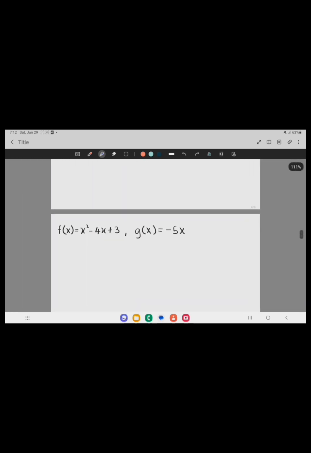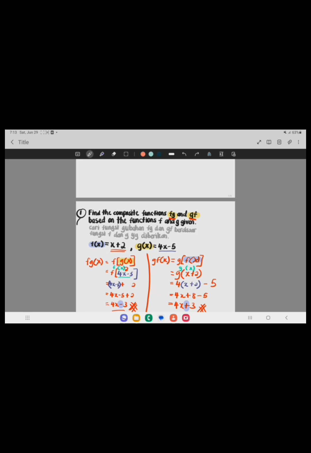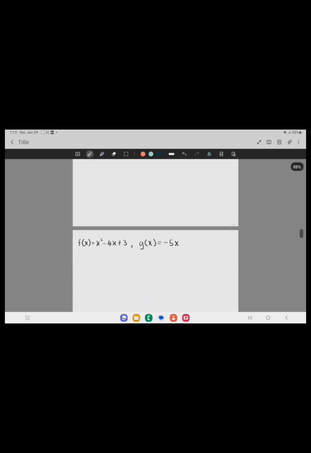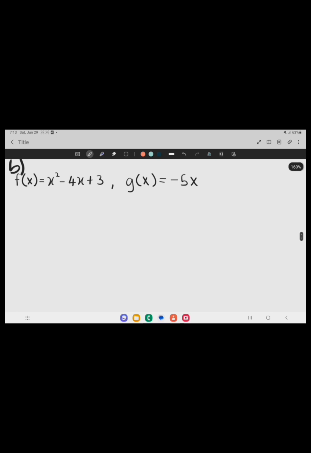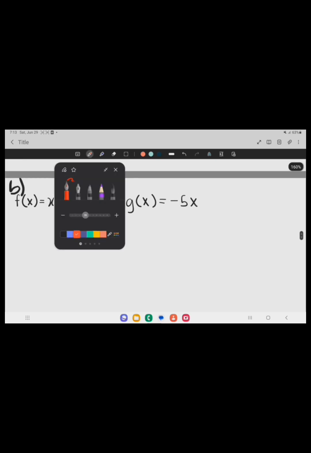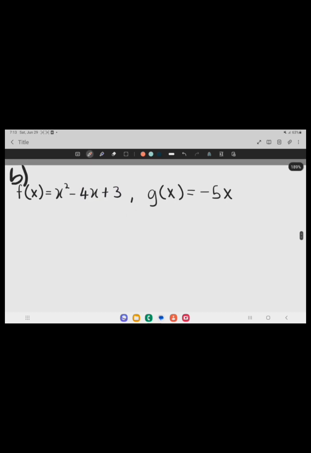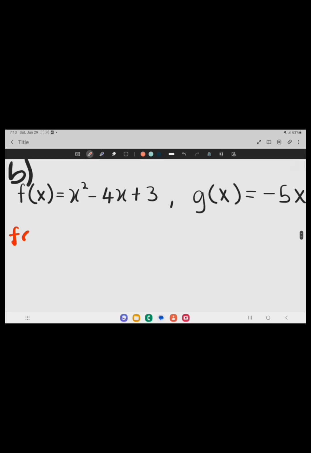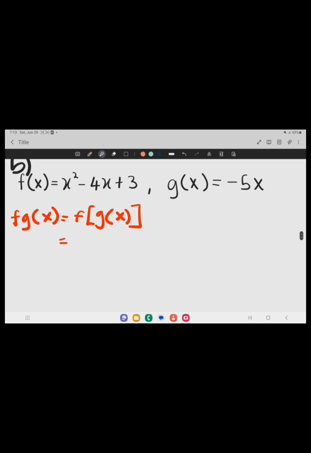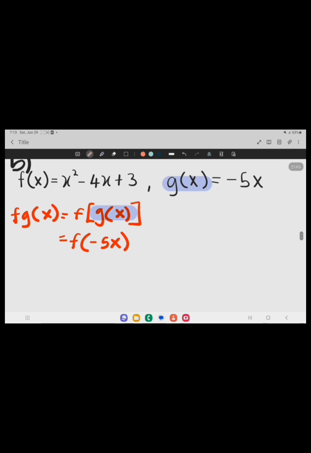Okay, so let's see another question. Actually, this is question A. This is question B. So the same thing we are going to do. We are going to find gf(x) and also fg(x). So first, let's find fg(x). The first step, we must split them, right? So how to split? Just put a bracket in between f and g(x). And then the next step, just copy back the function of g(x), which is negative 5x. You just have to substitute the g(x) with negative 5x.